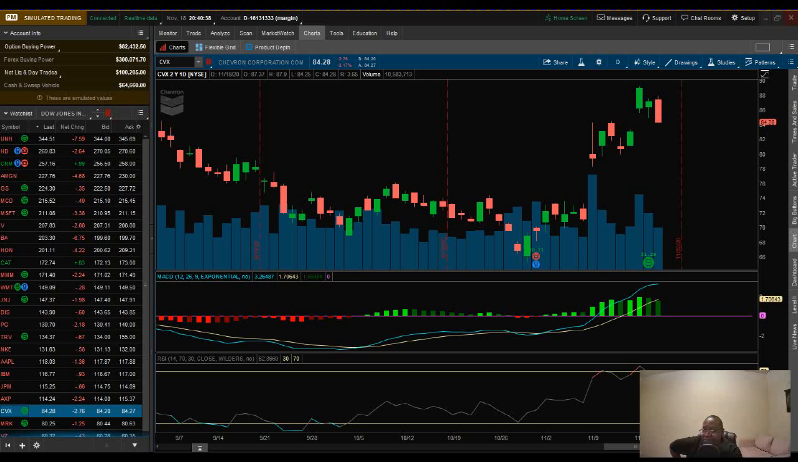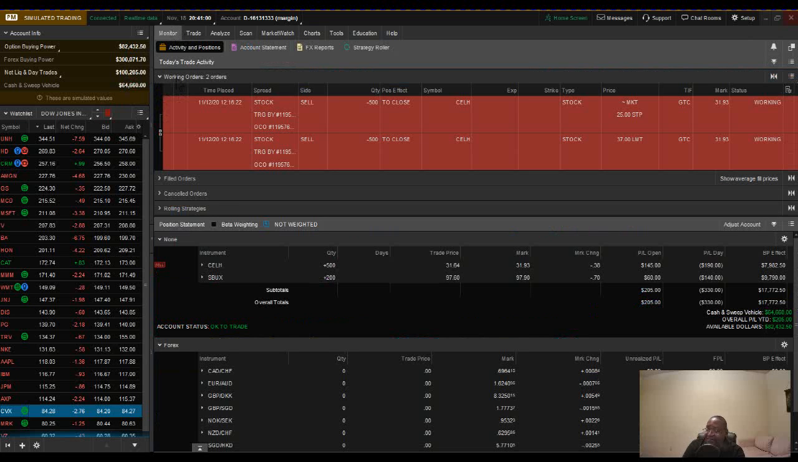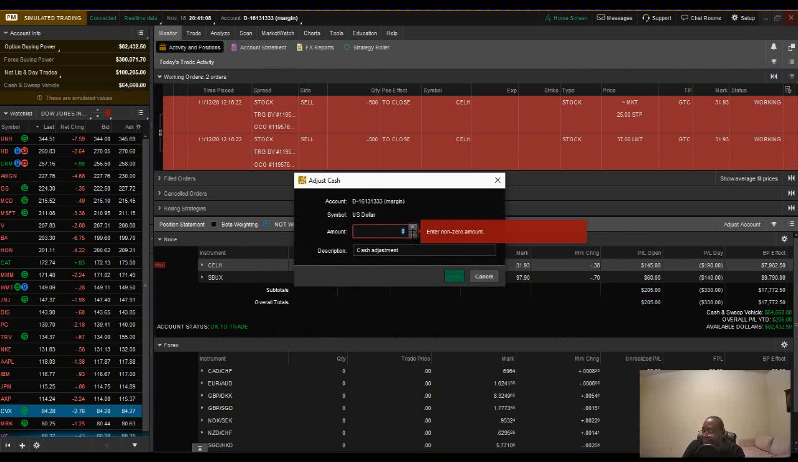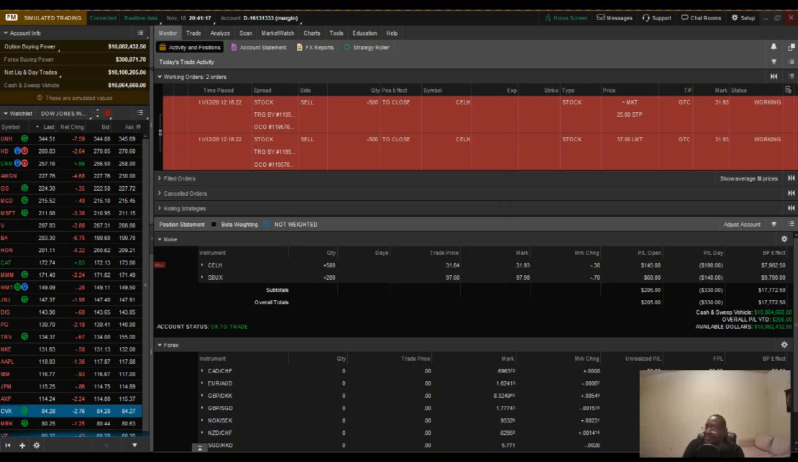For those of you that don't know, this is thinkorswim's paper money platform. I call it the Monopoly Money platform. As you can see here, this is not real money. This is all fake. I can actually adjust this at any time that I want, add millions to it if I want. In fact, if you ever want to know how to do that, I'll show it to you easily right here. Adjust cash. There you go. Look at that.